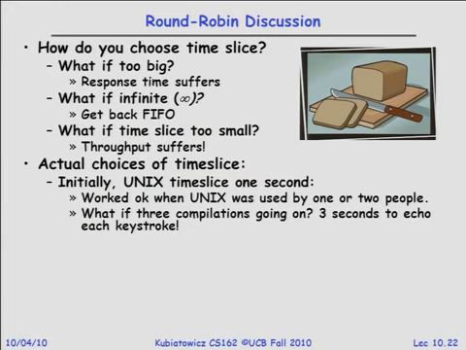In practice, you need to balance short job performance and long job throughput. Typical time slice is 10 to 100 milliseconds. Context switch overhead is somewhere between 0.1 millisecond and a millisecond. So basically, you end up with about a percent worth of overhead. So it's not too bad.